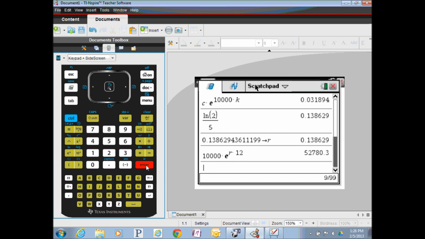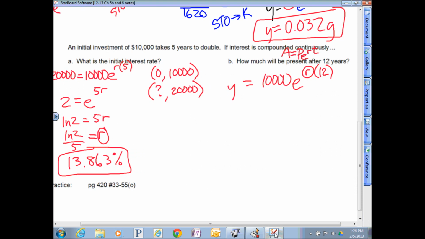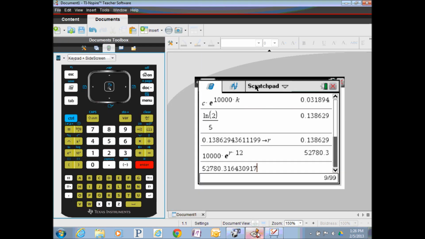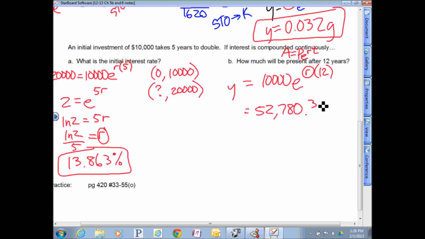Oh, wait a minute. I wonder if that's 30 cents or what that is. On your Inspire, if you hit the up arrow and hit enter, it'll show you what that number is. Looks like $52,780.32. $52,780, and 32 cents. So there's some compound interest and a little calculator work while we were at it too.